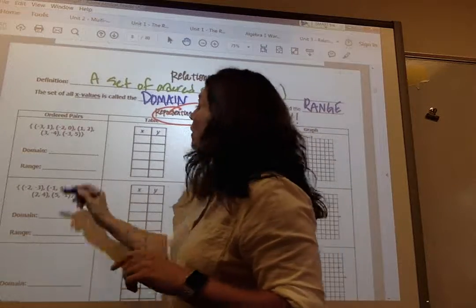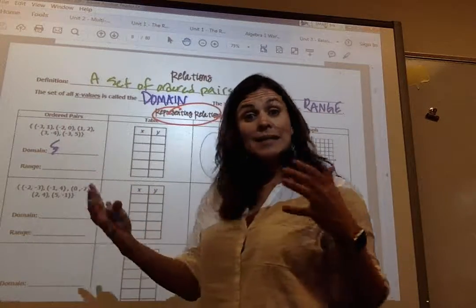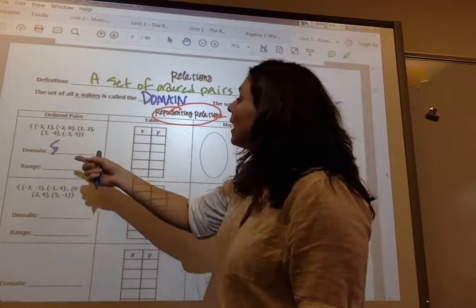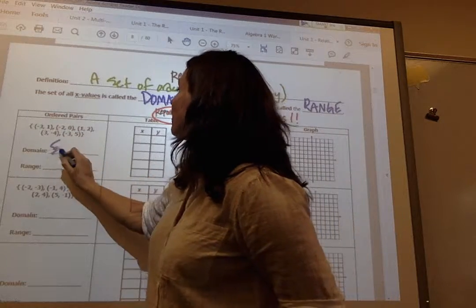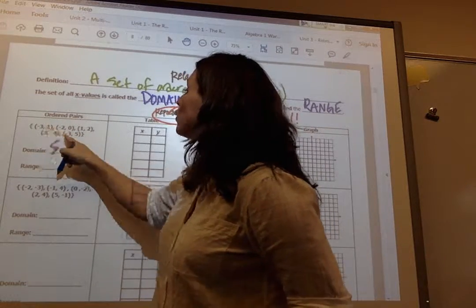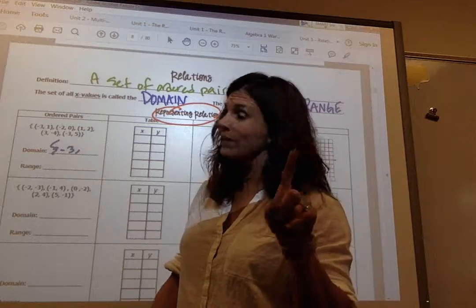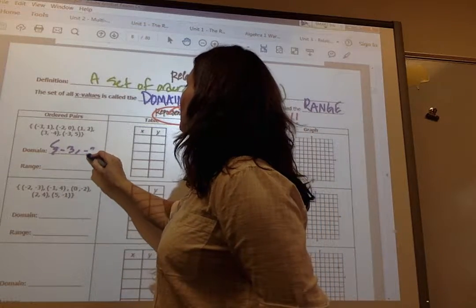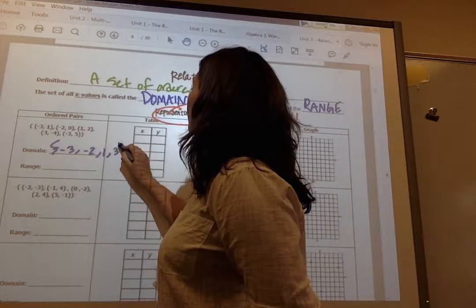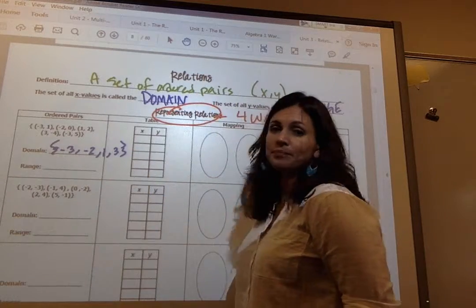And here's how we do it. You open your bracket because it's a set, so it's more than one number. And I start from least to greatest. So I have a -3. I have 2 -3s. I'm only counting it one time. So -3, -2, 1, and 3. And then I end my bracket.